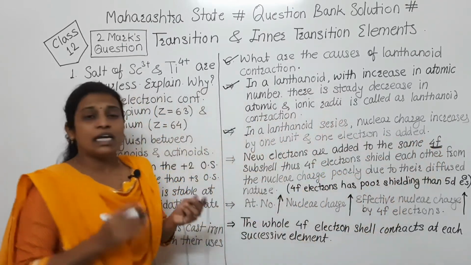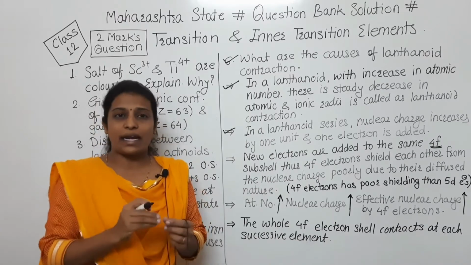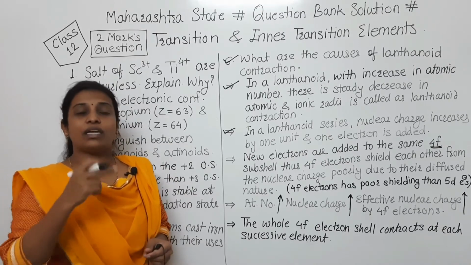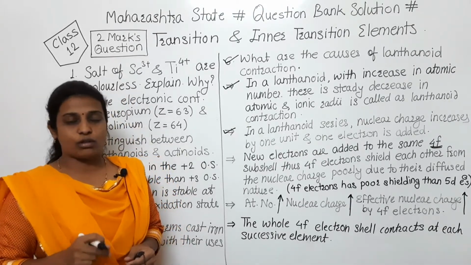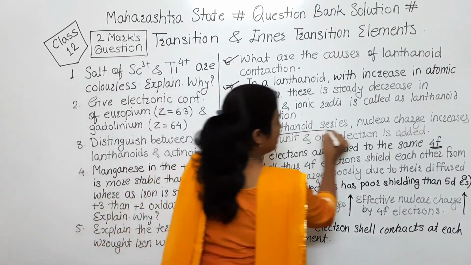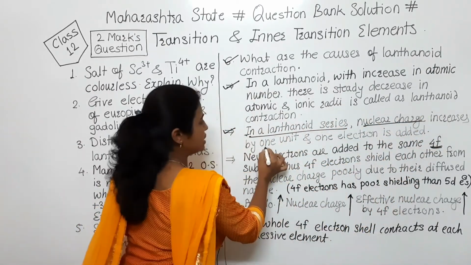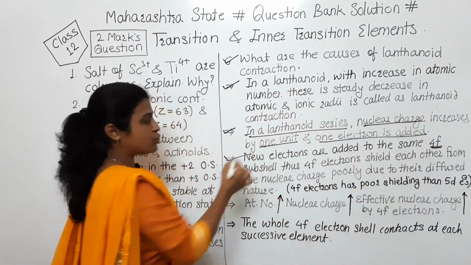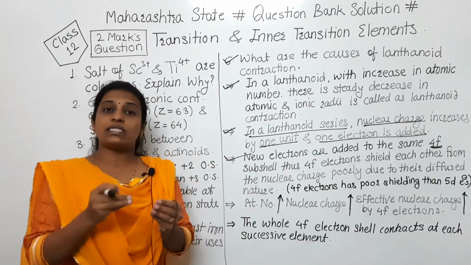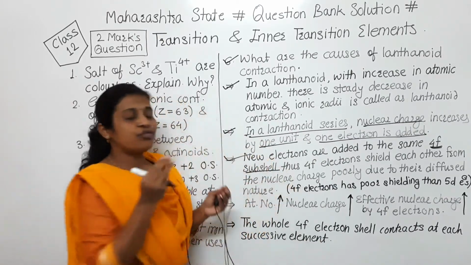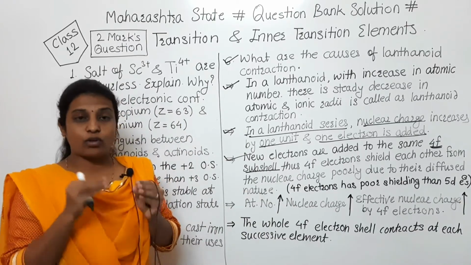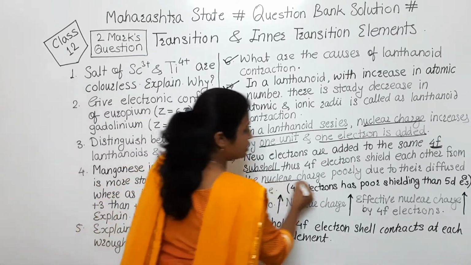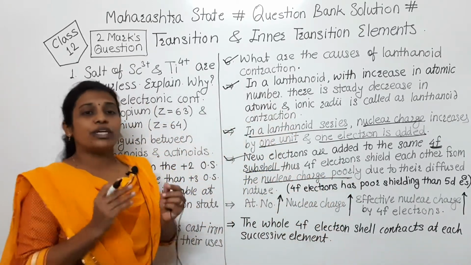So if we consider a lanthanide series, when electrons are added, at the same time there is an increase in nuclear charge by 1 unit. So we can say that in a lanthanide series, nuclear charge increases by 1 unit and 1 electron is also added. So as we know, when a new electron is added into the same 4f subshell, the 4f electrons shield each other poorly against the nuclear charge due to their diffused nature.